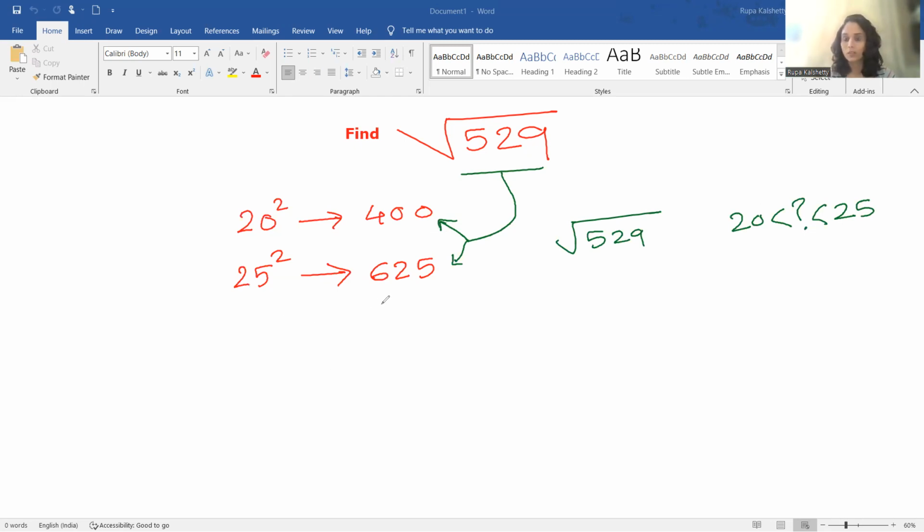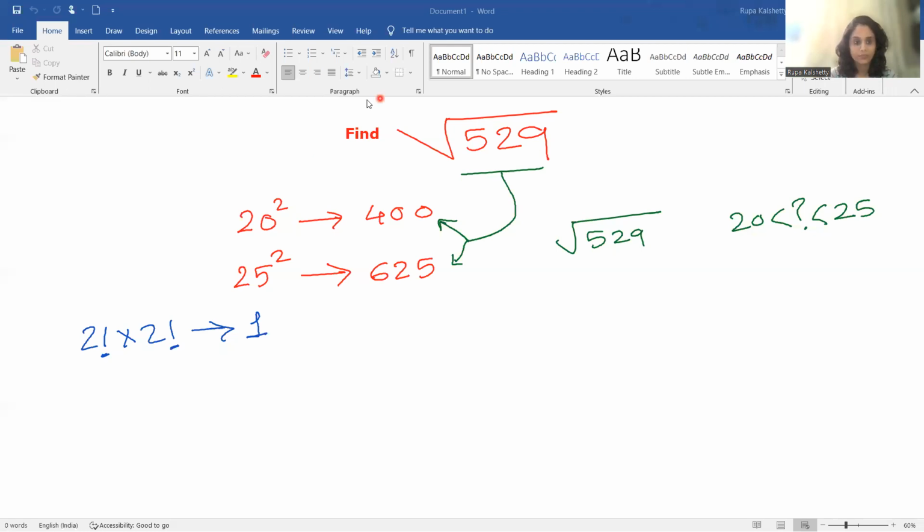So let's take 21. We need not even solve it completely, but just see that 529 has its ones place as 9. So which numbers between 20 and 25, when you multiply to self, give the ones place as 9? Let's try 21. So 21 times 21. We need not multiply it completely. Just know that 21 times 21, the multiplication of the ones place number gives you 1, which does not match with what we want in 529, that is 9.